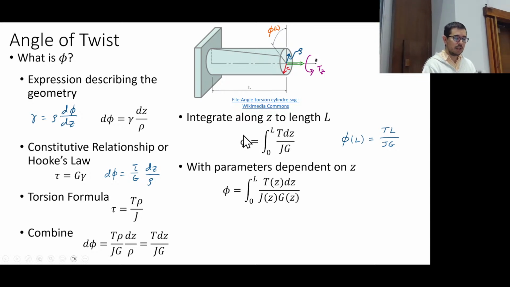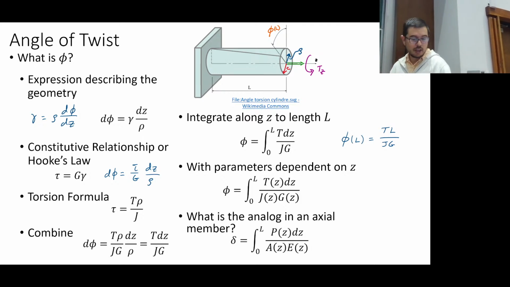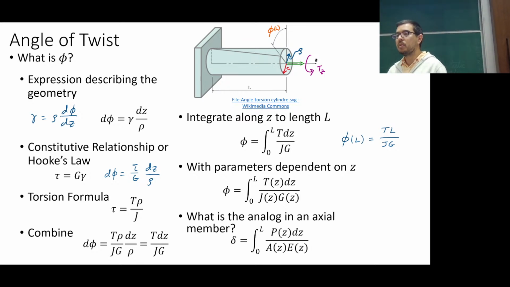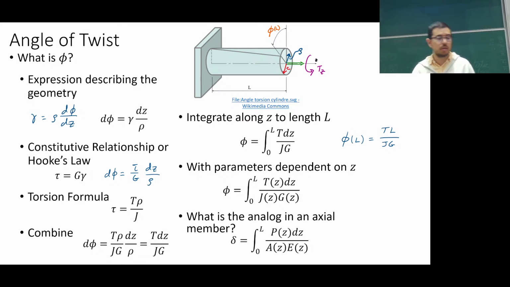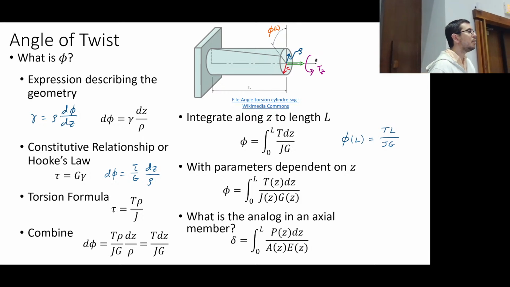And yes, you can say that torque could depend on z, J could depend on z, G could depend on z. You could do all these types of things, and the analogous equation is, like Chet just said, the integral of P over EA with respect to x, usually, or with respect to z in this case. Any questions on this?